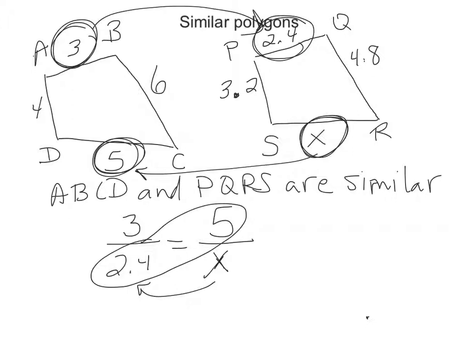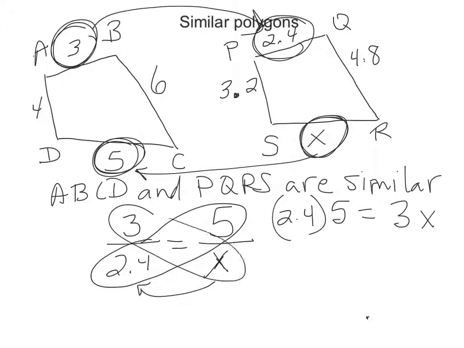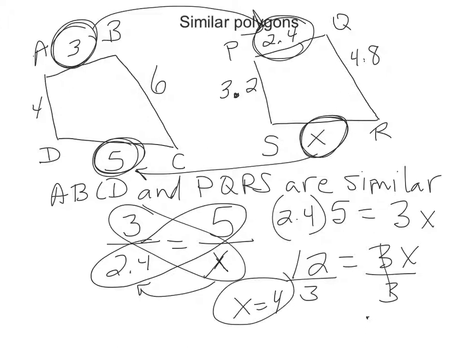Again, to solve a proportion, whenever you have two fractions equal to each other, you cross multiply. We need to do 2.4 multiplied by 5, and it seems like we end up with 3x on the other side. So 2.4 times 5, doing that on a calculator, the answer is going to be 12. We need to get the x by itself. It's multiplying with the 3, so we divide, and 12 divided by 3 means that x is going to equal 4.